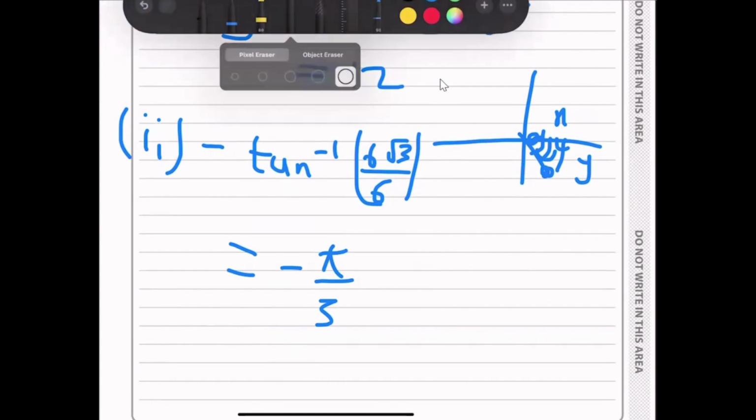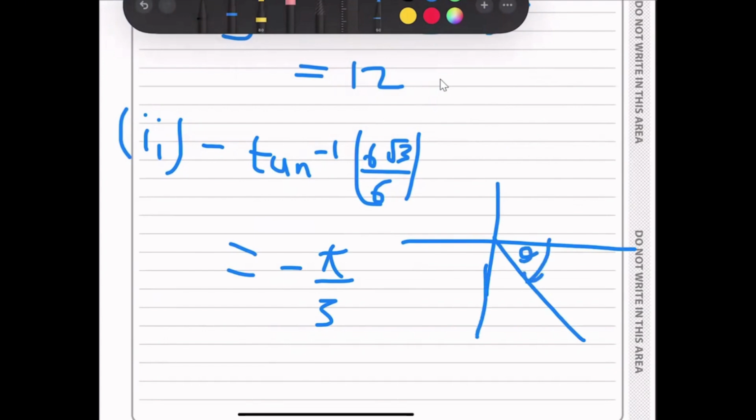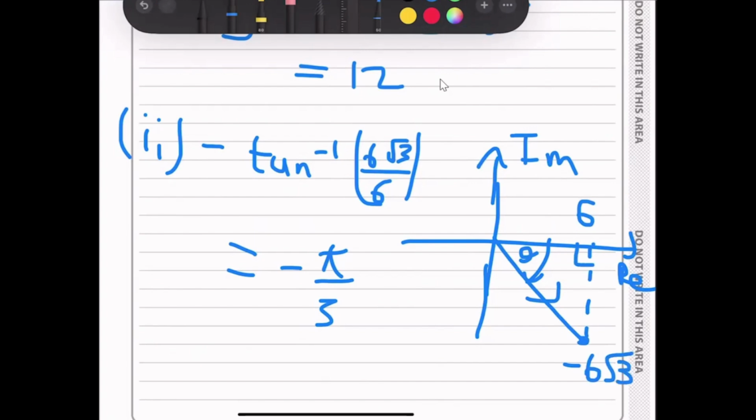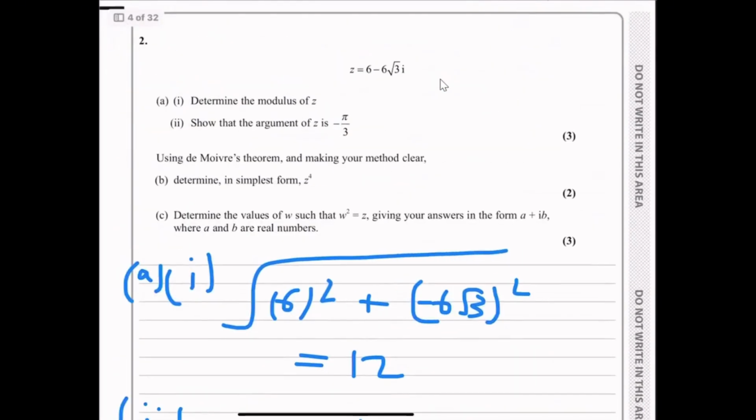So let me explain this quadrant part again. So 6 is the real part, and the imaginary part is minus 6 root 3. So it's in the fourth quadrant. The angle is negative in the fourth quadrant, as you know from FP1. So you take the y value over the x value. So x, which is real, is 6. The y value is minus 6 root 3. So it's tan inverse of 6 root 3 over 6, and minus the answer.